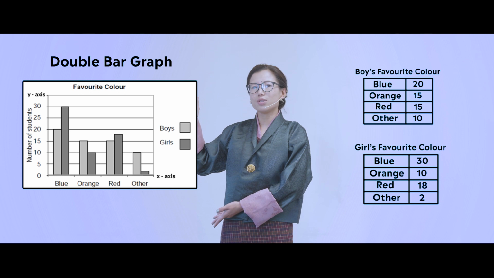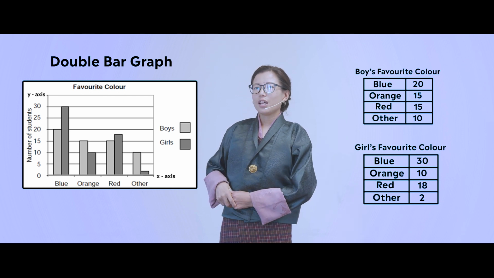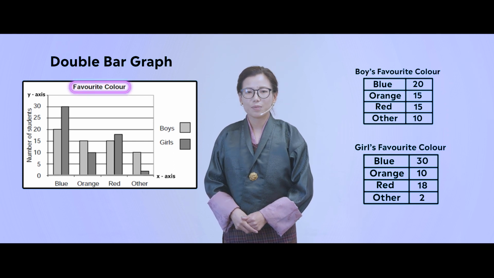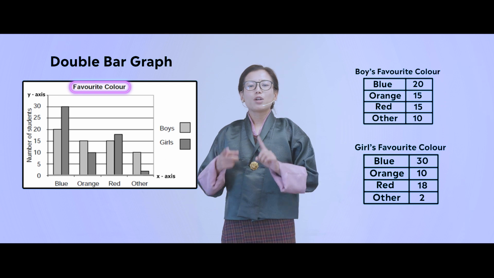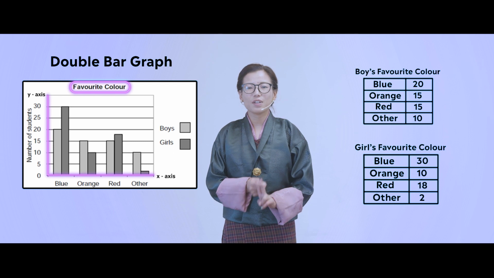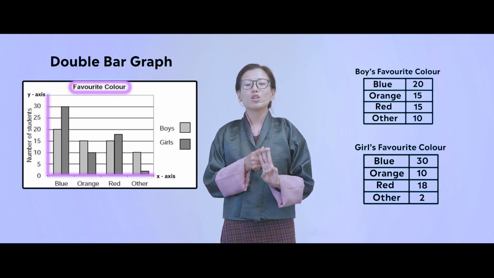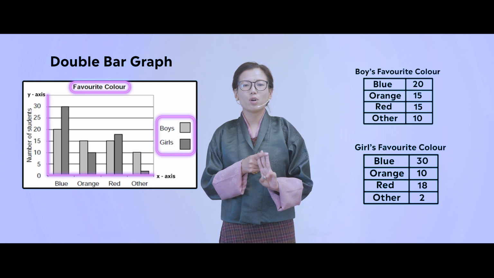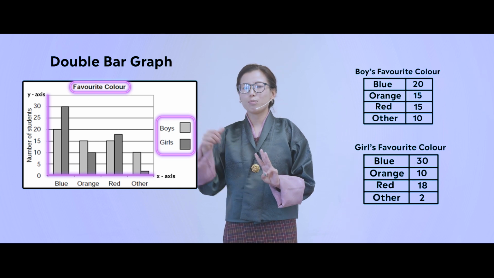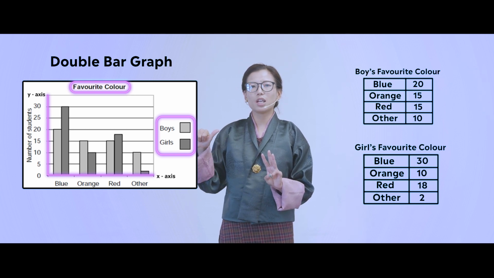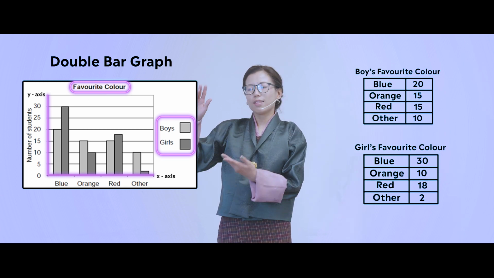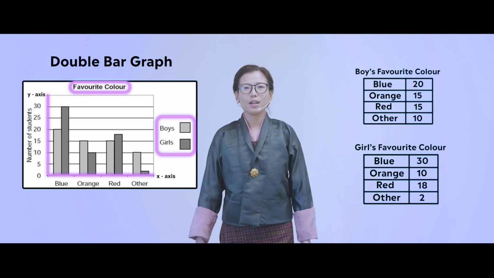And what title do you see for this graph? You can see that the title of this graph is favorite color. So always remember to have a title for your graph, to label the x-axis and y-axis of the graph, and when you draw a double bar graph, you should use different shades to represent different categories. Like here we have boys and girls, so we use a darker shade for girls and a lighter shade for boys. Alright, so this is how you draw a double bar graph.